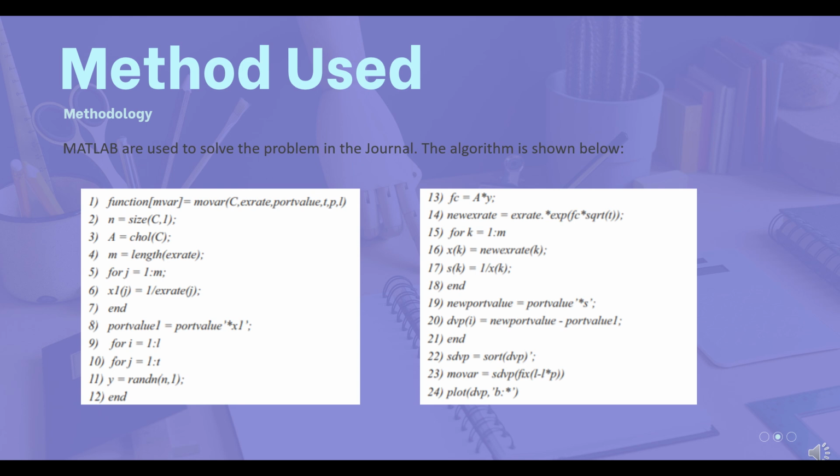The slide shows the programming code of our algorithm. There are two parts in the first line of the programming code, where the first part before the equal symbol is the function name and the second part after the equal symbol shows the variables used in the function. There are a few built-in functions used in the algorithm. The last line of the algorithm uses the function plot to draw a graph, and the expression in the function, dvp and b star, gives an instruction to mark all values of the dvp variable with blue color in the graph. Lastly, the symbol star is used to mark every value of the variable.